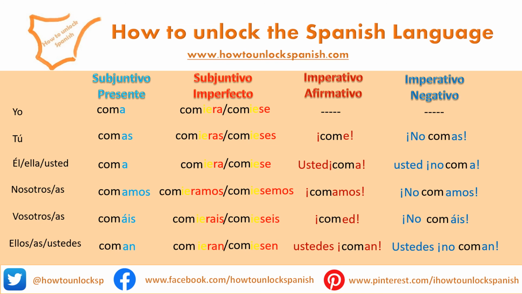For the imperative negative, saying something like don't eat, we just use the subjunctive for all of the forms and just put no in front of it. So we say no comas, usted no coma, no comamos, no comáis, no coman.